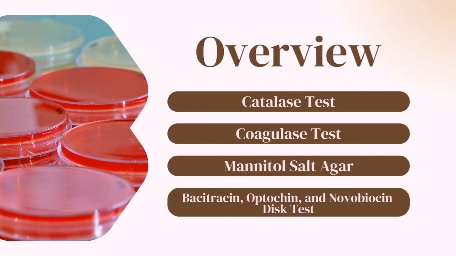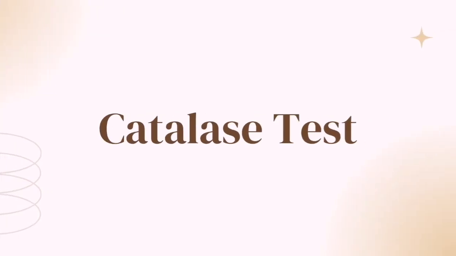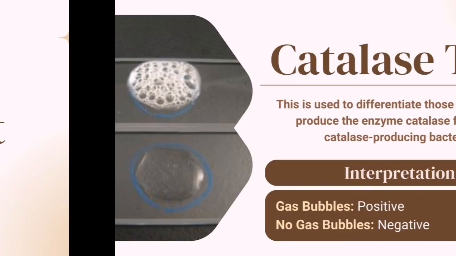So here is an overview of the tests that we are going to do today. First one is the Catalase test, next Coagulase test, both slide and tube tests, then Mannitol salt agar, as well as Bacitracin, Optochin, and Novobiocin disc test. Without further ado, let's start with the Catalase test.